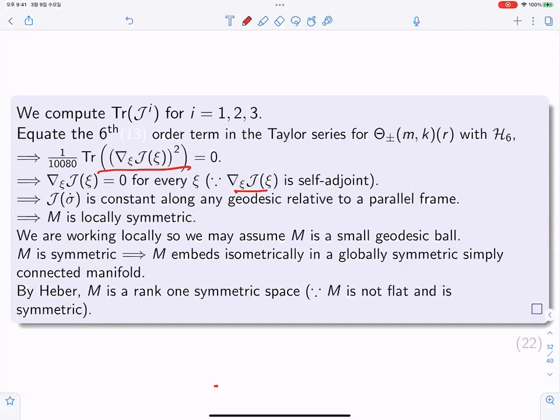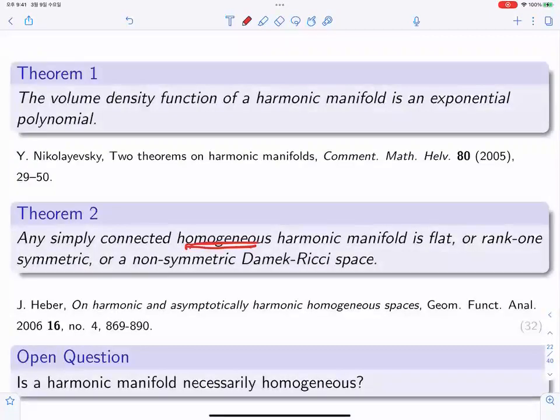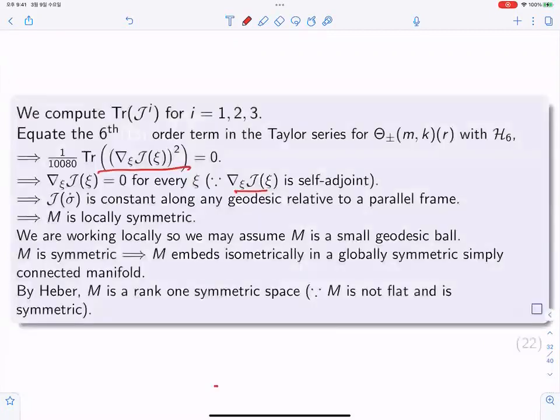Heber says that simply connected homogeneous harmonic manifolds are flat, or non-symmetric Damek-Ricci spaces. Obviously, our density function is not flat and also is symmetric. So this becomes a rank one symmetric space. So using the eigenvalues of the reduced Jacobi operator, we have some average of the eigenvalues. So we can get a rank one symmetric space.